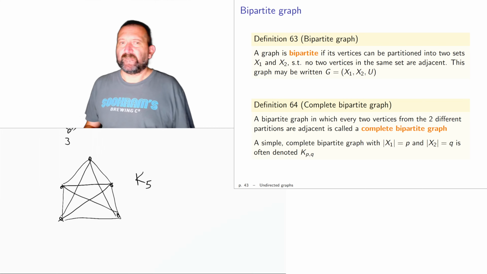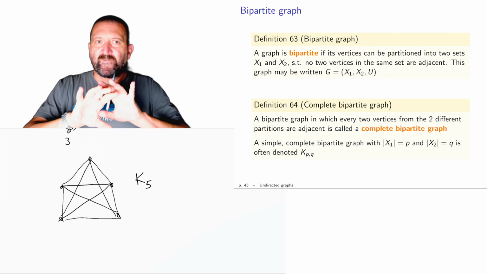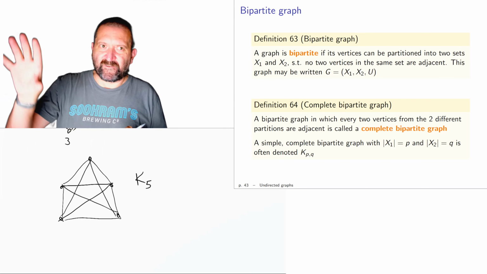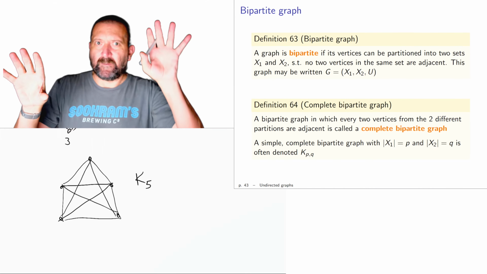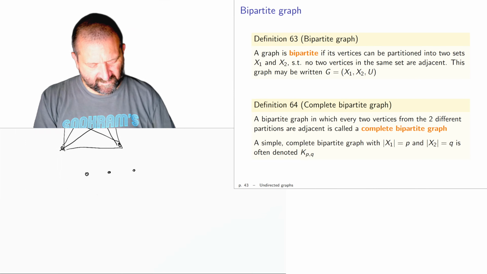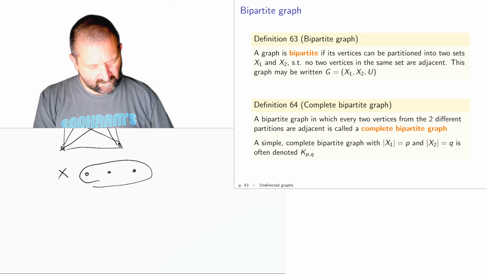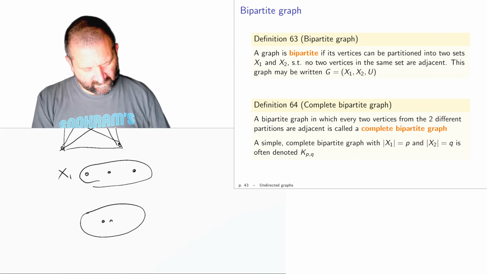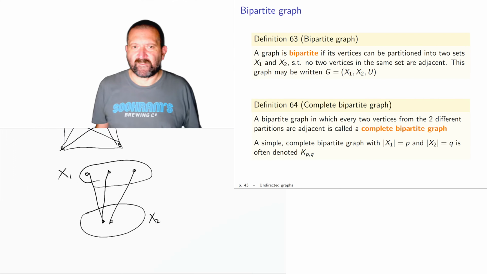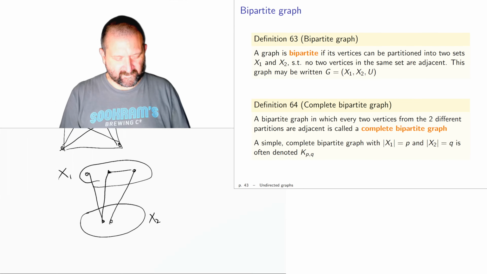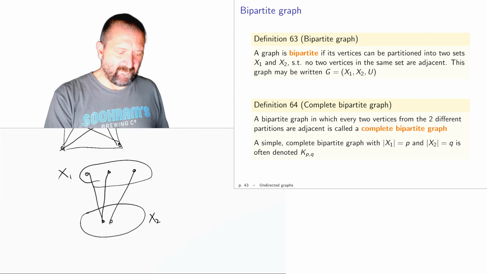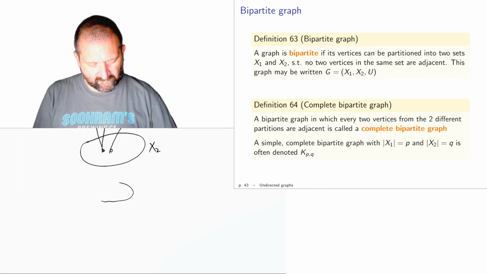A bipartite graph is a graph where if you put the vertices in two sets, then all the vertices in one set are not adjacent to any of the other vertices in that set. They can only be adjacent to vertices in the other set. A typical example would be something like this: I have a set x1 of vertices and a set x2 of vertices. Vertices here are adjacent to some of the vertices in the other set, but there is no such connection as that one. That doesn't exist. So that's a bipartite graph, and this is another type of very well-known graph.